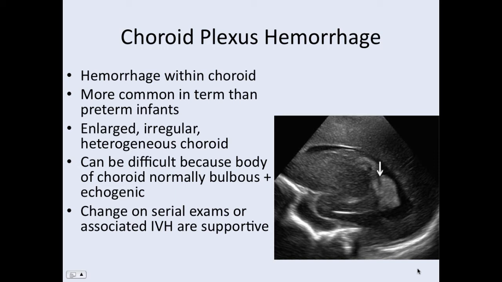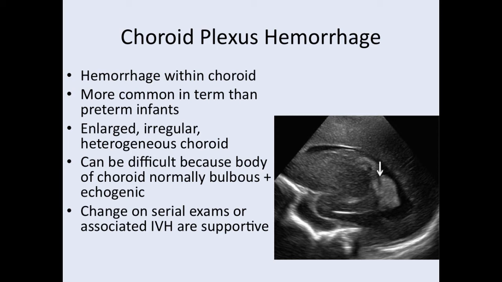Probably the best method to say whether there's a choroid plexus hemorrhage is to see if the choroid plexus on one side is significantly asymmetrically larger and more lobulated and irregular than on the other side, and also if the echotexture is very heterogeneous or irregular looking. That would be the best indication that there is a hemorrhage within the choroid plexus itself.